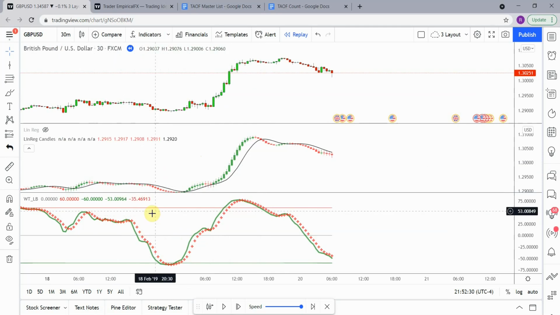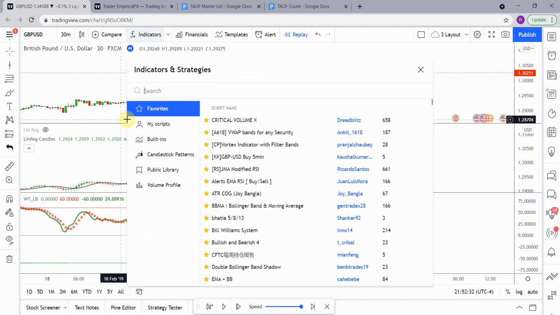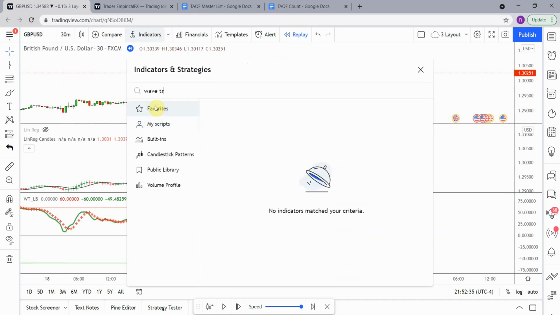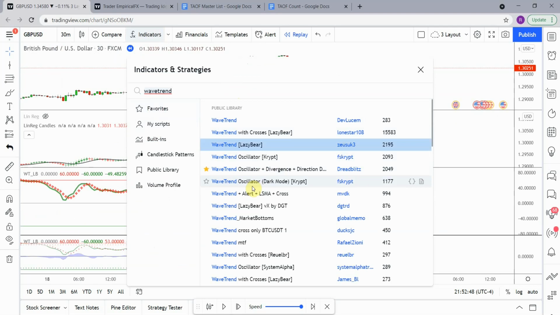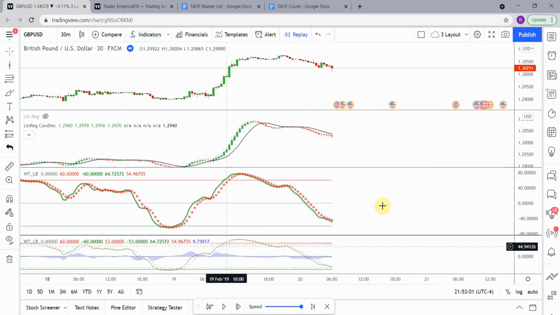Then the second one we are going to use is the wave trend indicator. So we go here, actually I think it's all one word, wave trend indicator, and I believe it is this one here. Yep, it is that one right there. It's the wave trend indicator, marked with lazy bear. It's actually not lazy bear who published this one. Again, I'll put a link to this down below.